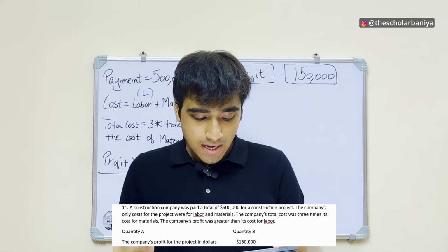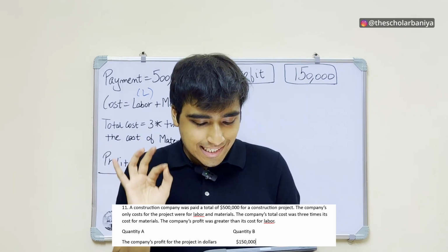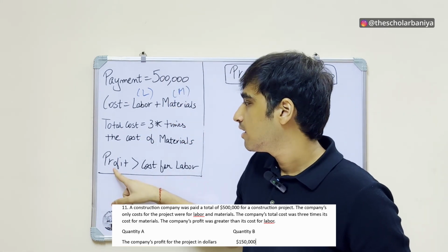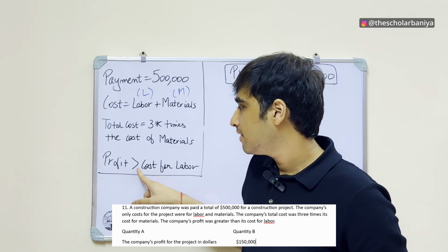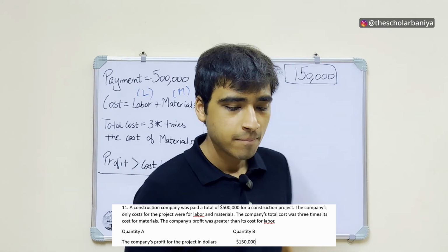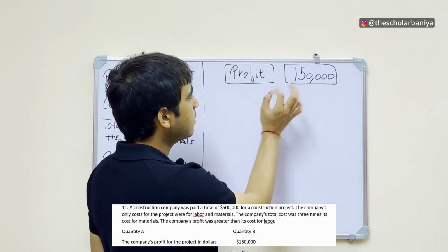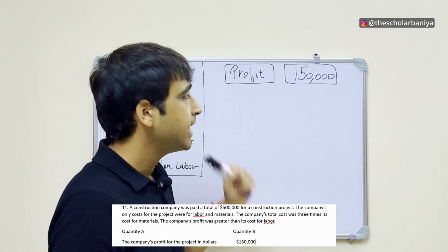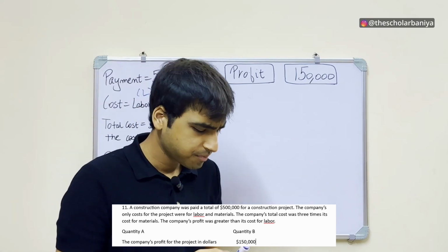Okay. And the company's profit was greater than the cost for labor. The company's profit was greater than the cost for labor, right? And we are asked to calculate the relationship between profit and 150,000.